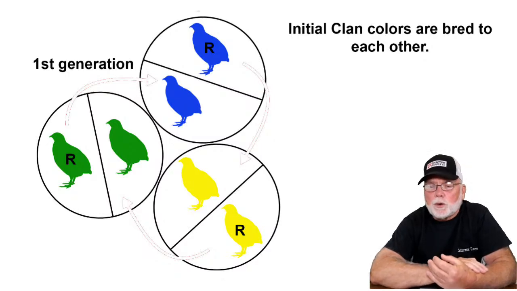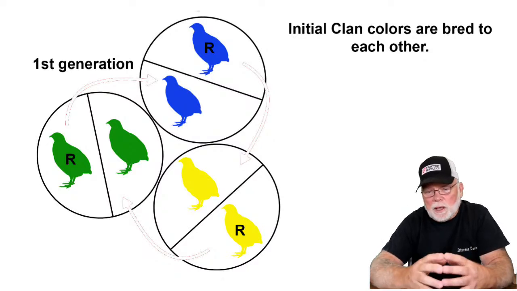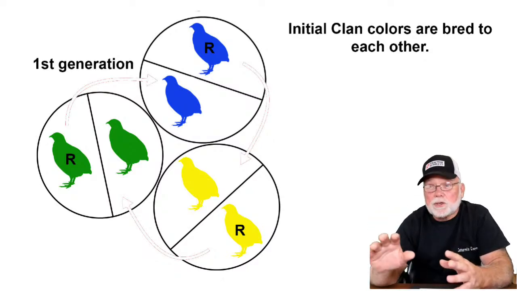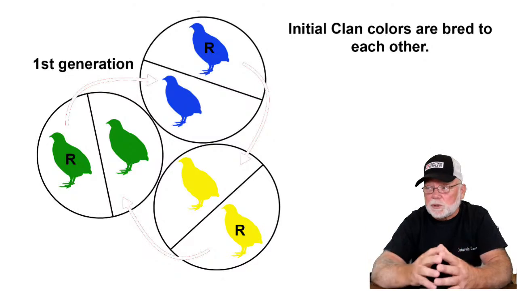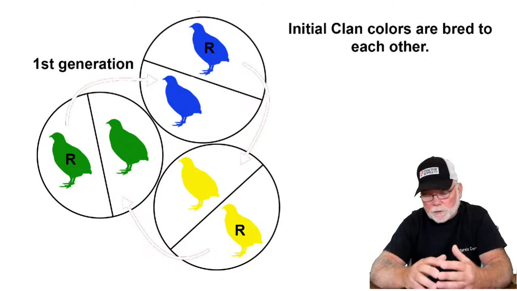But you need to set up your first clan and start breeding those clans. And we're going to start out by saying one male to a group of females. So we'll just go ahead and say, for this presentation, a 1-to-5 ratio.